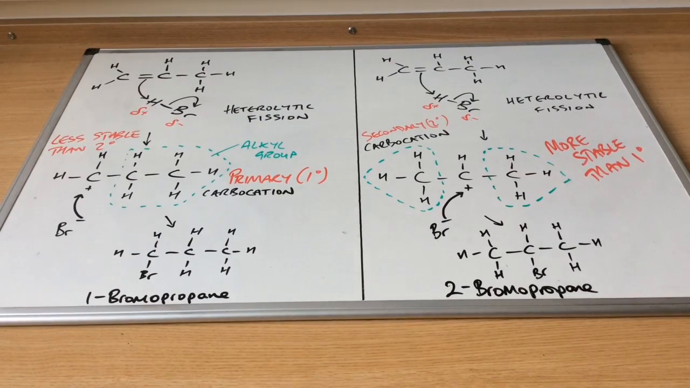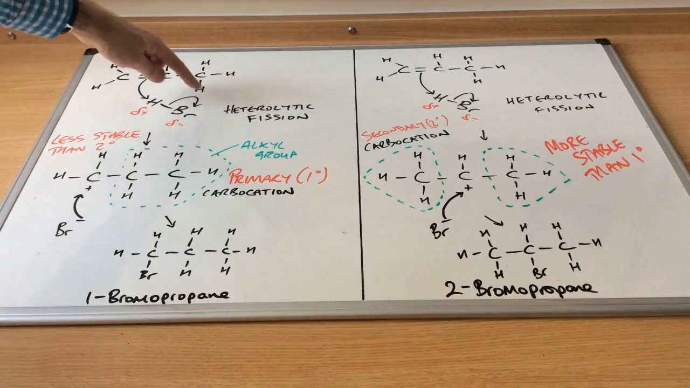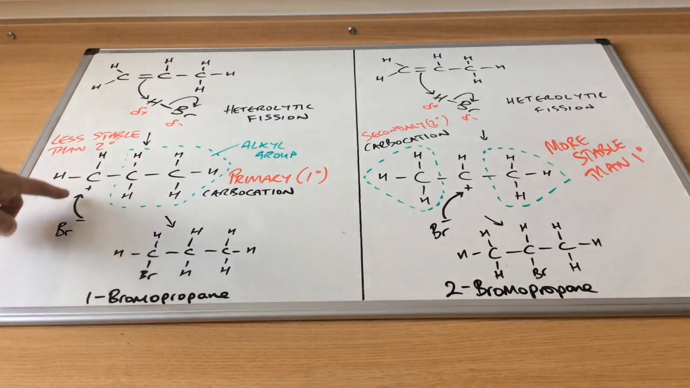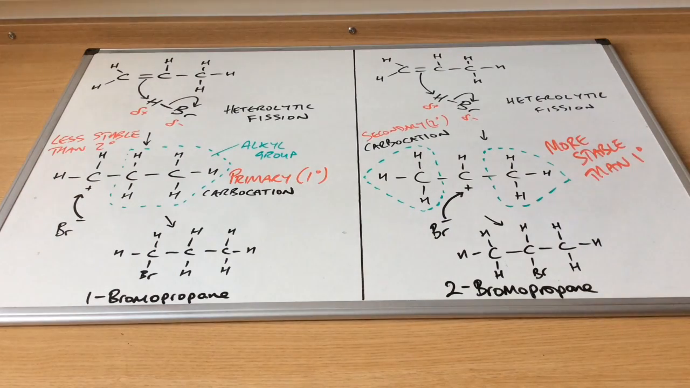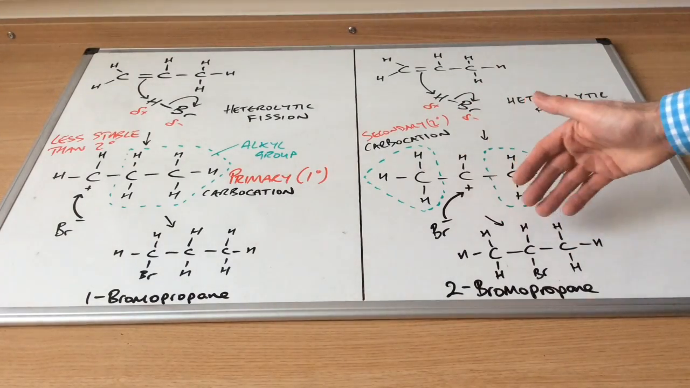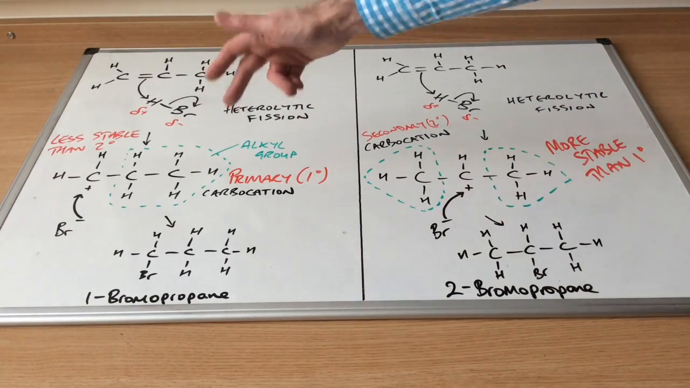The final step of the mechanism, of course, is this bromide ion that's being produced in the heterolytic fission stage. The pair of electrons on the negative charge will be attracted towards the positively charged carbon and form a new covalent bond between the carbon and the bromine. And you can see exactly the same thing happens on the right hand side there. Because the secondary carbocation is more stable, more of it will form, therefore leading to more of this product, 2-bromopropane. And obviously the opposite is the case for this one.